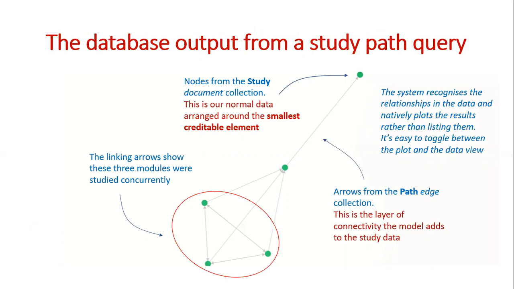We have 3 modules studied concurrently at the beginning, within the ellipse, followed by another module, and then, within the data so far, the student studied 1 more module. The database recognizes this is linked and represents it natively as a graph, but all the data is there and we can toggle to see it, or we can export it to work with elsewhere.